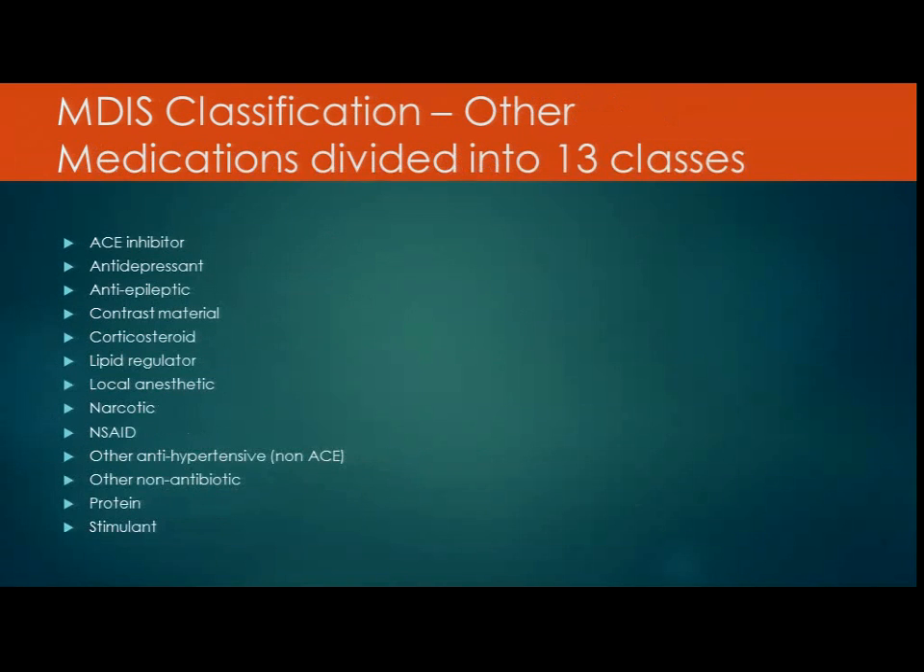And then the second class was for the non-antibiotics. It was ACE inhibitors, number one, and then antidepressants, antiepileptics, contrast materials, steroids, lipid regulators, local anesthetics, narcotics, NSAIDs, and all the other antihypertensives except ACE inhibitors, and other non-antibiotic chemicals, along with proteins and stimulants. So they sort of divided them up into these two broad categories.